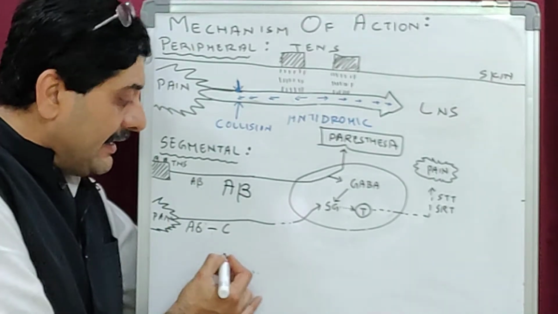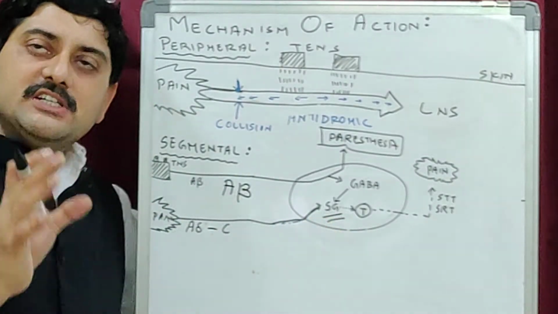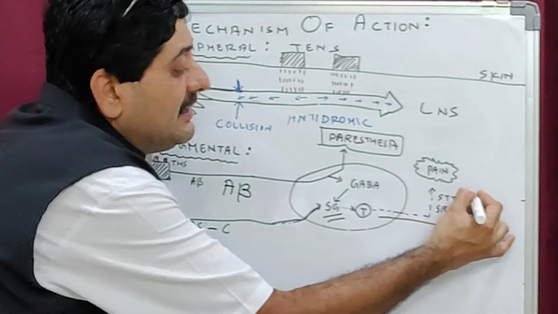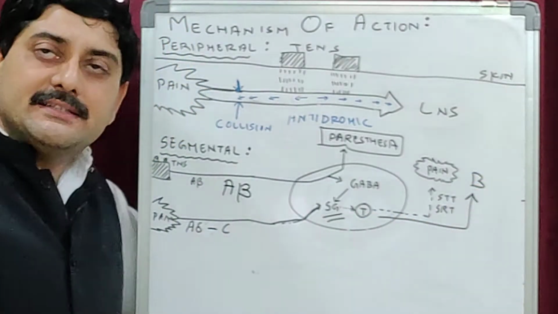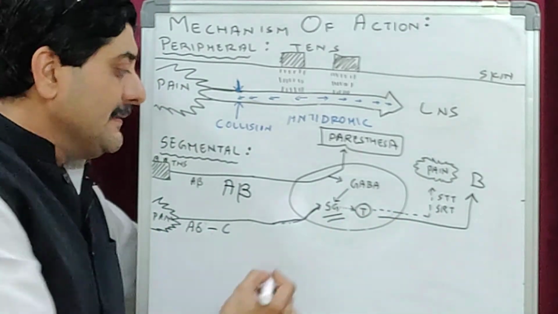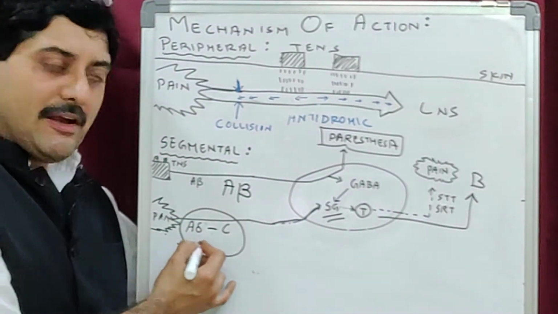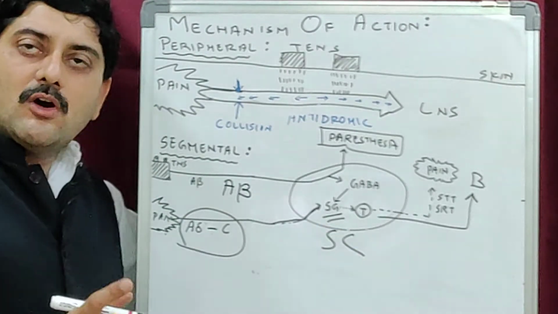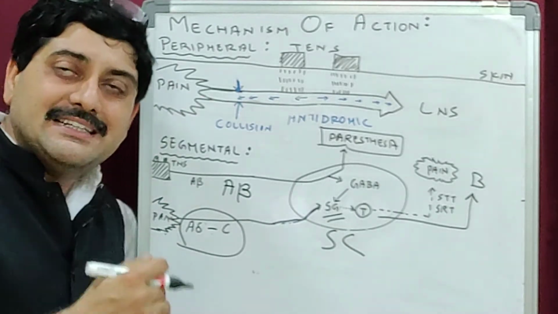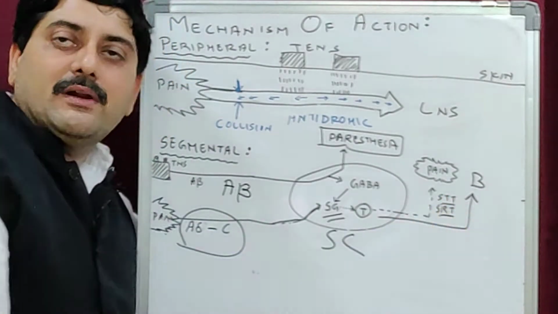Normally, when A delta and C fibers take the sensation towards the spinal cord, they stimulate the substantia gelatinosa, thereby influencing the T cells, and then the T cells send the information of pain to the higher centers or to the brain through the spinothalamic tract and the spinoreticular tract, right? So this is the normal mechanism: whenever you have tissue damage, the pain is carried by A delta and C fibers to the spinal cord, through the substantia gelatinosa, and by stimulation of T cells the pain sensation is transferred to the higher centers by the spinothalamic and spinoreticular tracts, right?